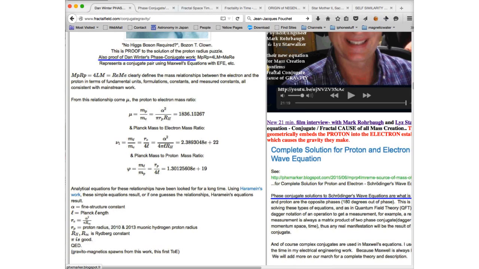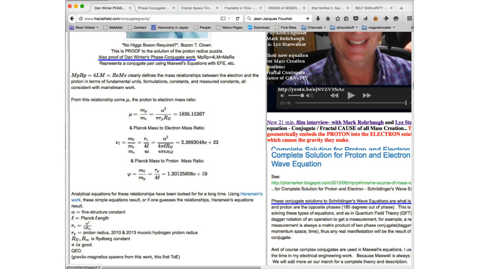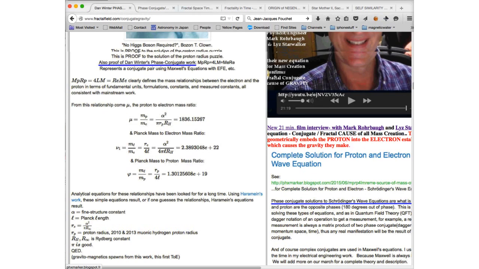First time the proton to the electron mass has been defined in a simple, pure, elegant geometric nest, which is pretty strong evidence that Nassim's work is right, and in the process, pretty strong evidence that Nassim's work on golden ratio is right, and in the process, pretty strong evidence that my work is right, which Mark was kind enough to acknowledge here. Also proof of Dan Winter's phase conjugate work on embedding gravity, basically.